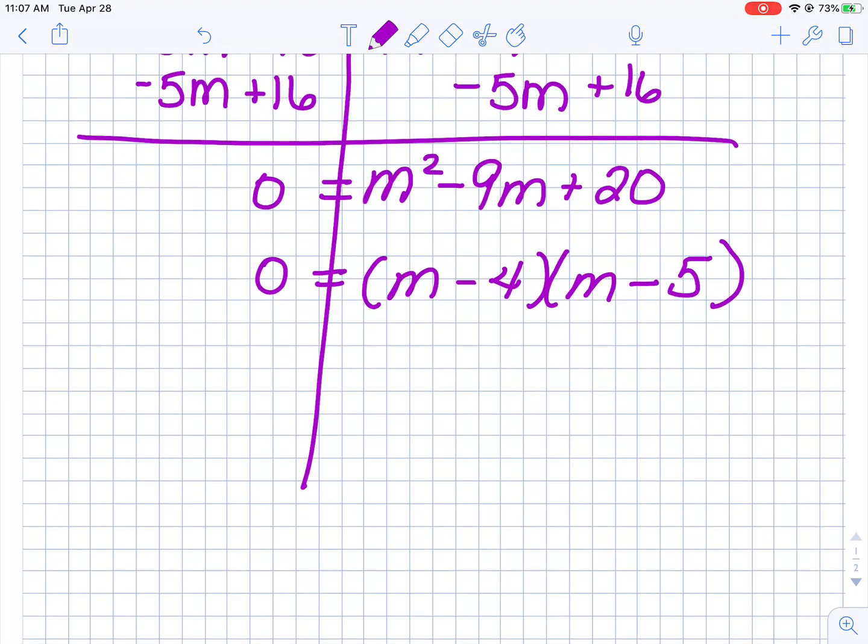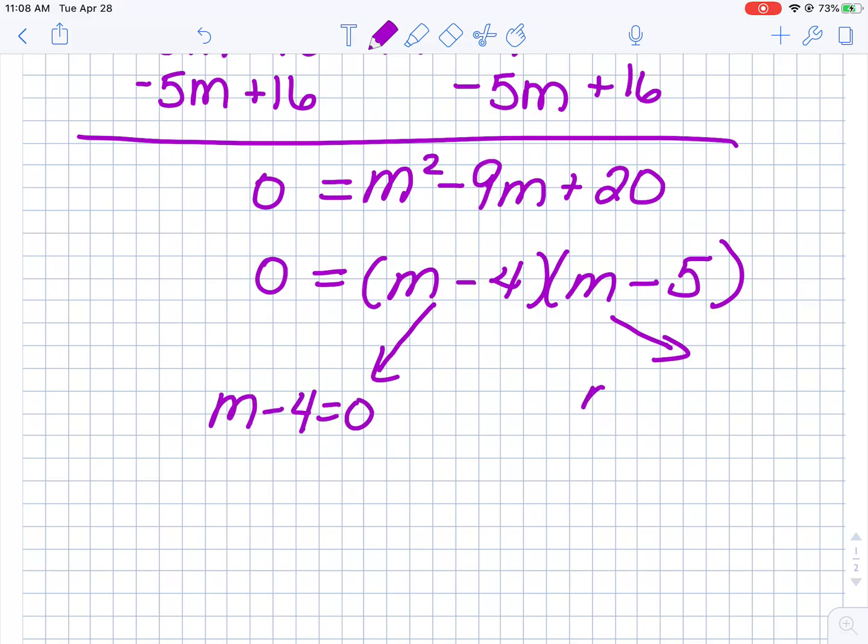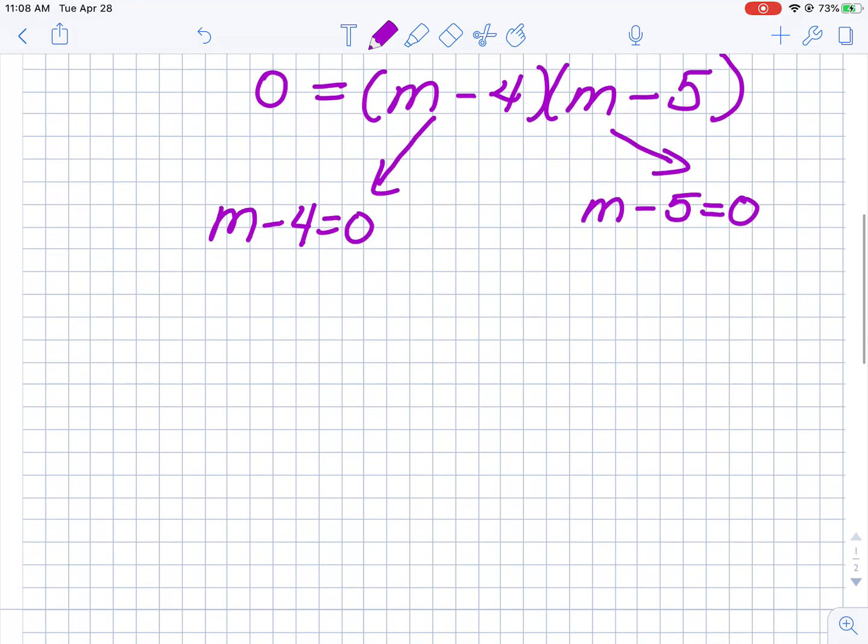Now it's time for zero product property. If you remember, zero product property is when we split these two factors and we have m minus 4 equals 0 and m minus 5 equals 0. So we solve it twice because, again, remember, this is where the parabola crosses the x-axis. So we're going to add 4 to both sides. So we have m equals 4. We're going to add 5 to both sides. We're going to get m equals 5.